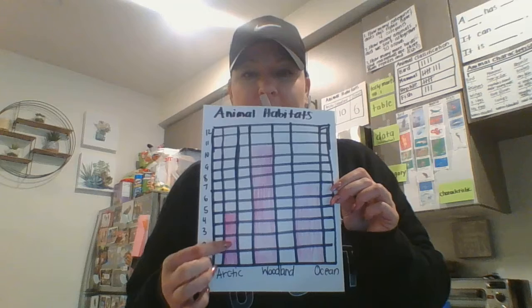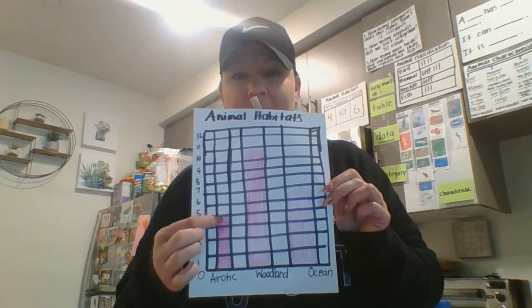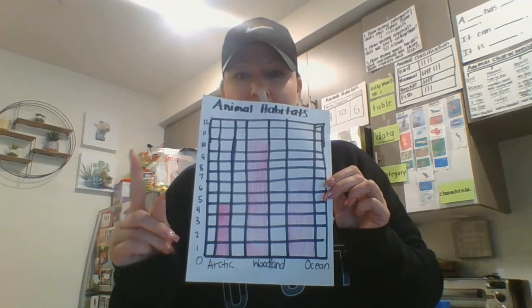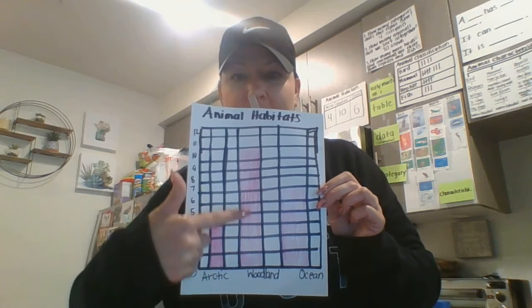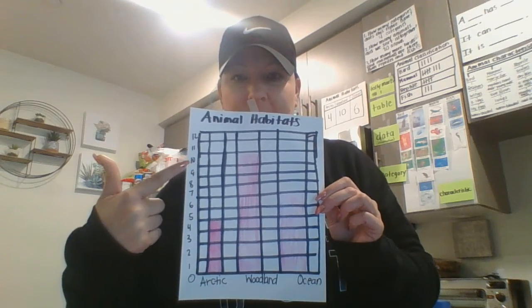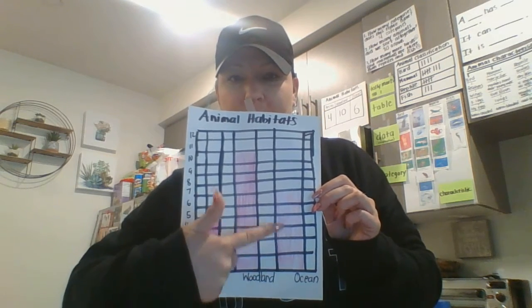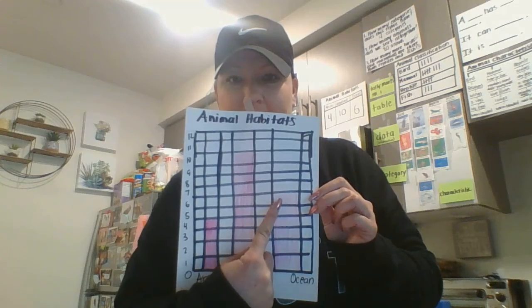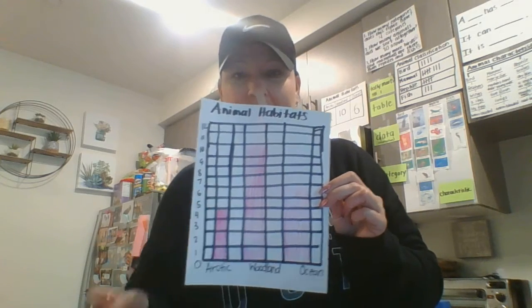So here I have 1, 2, 3, 4. Again, the scale, one box represents 1. Then for woodland animals, I go all the way up to 10. And for ocean animals, I go all the way up to 6.